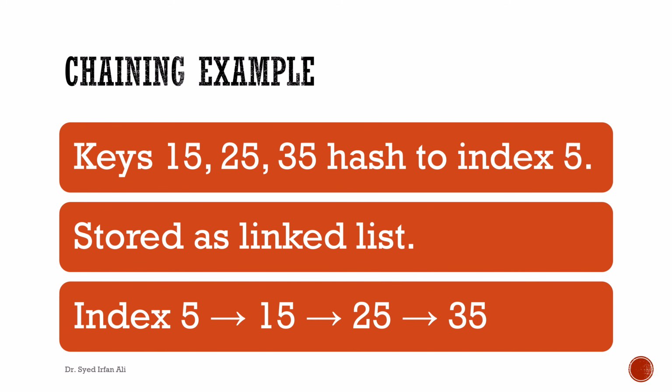Suppose keys 15, 25, and 35 all produce the same hash value, say index 5. Instead of causing a problem, we store all these keys at index 5 using a linked list. So, at index 5, first, 15 is stored, then 25 is linked after 15, then 35 is linked after 25. So it looks like index 5 points to 15, then 25, then 35. This is why it is called chaining, because the values are chained together.